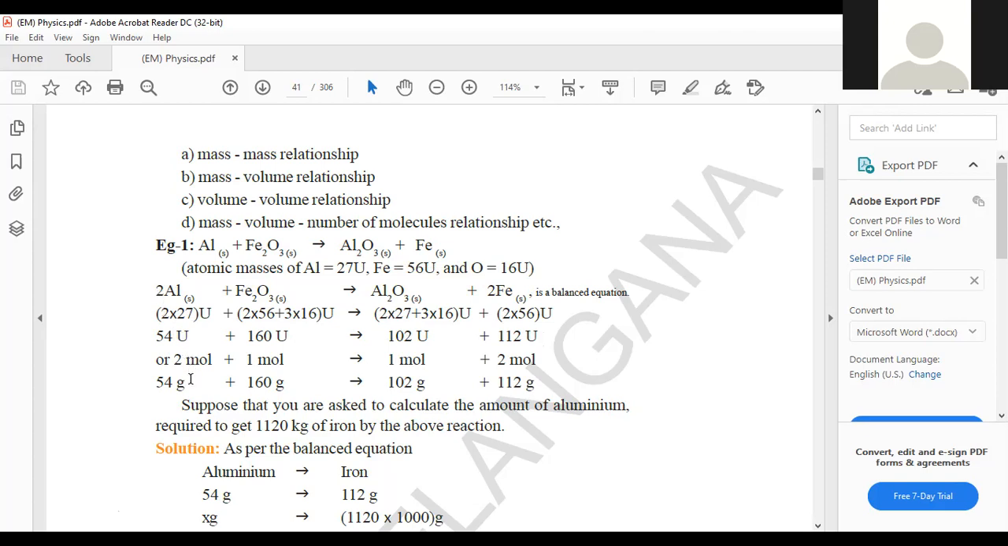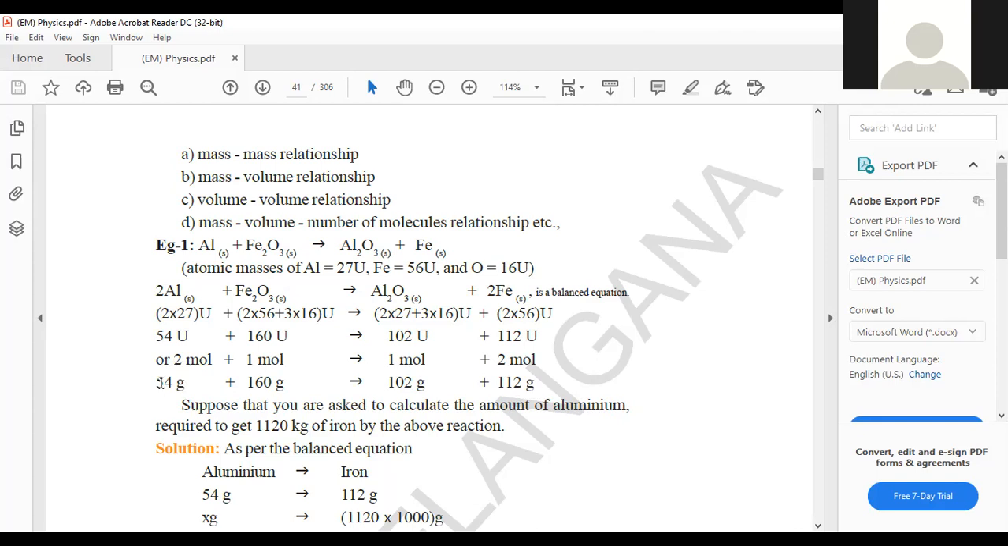This means 2 moles of aluminium, 1 mole of iron oxide, 1 mole of aluminium oxide, and 2 moles of iron formation is possible. This is the representation in the form of moles. Means 2 moles are represented here. 1 mole. If nothing is there, you can assume it is 1. Nothing is there, 1. 2 is there, it is 2. So 2 moles, 1 mole, 1 mole, 2 moles. Okay, so this is the entire representation.